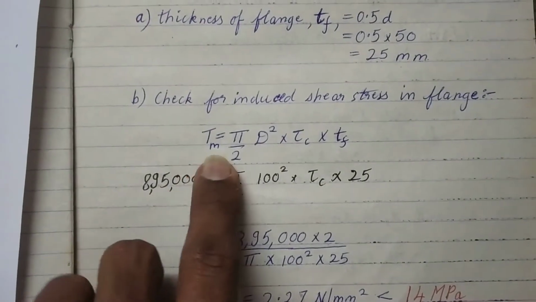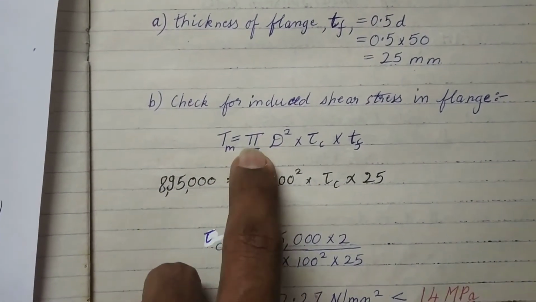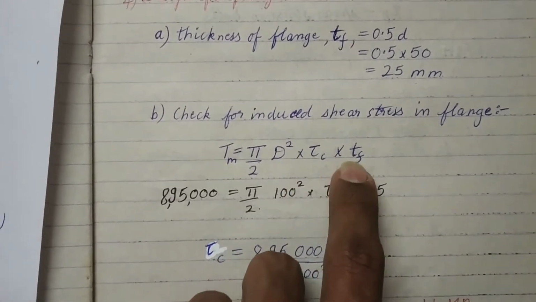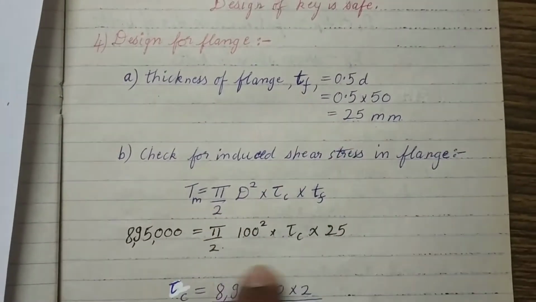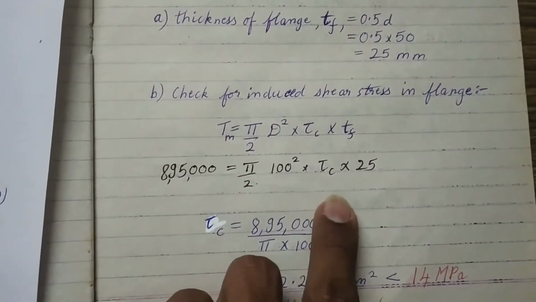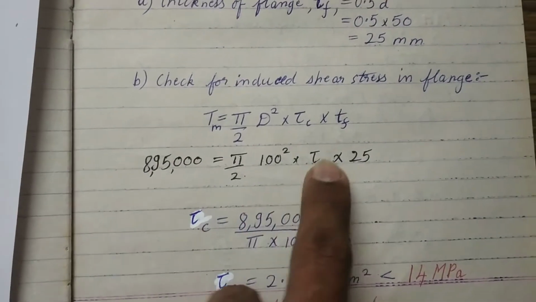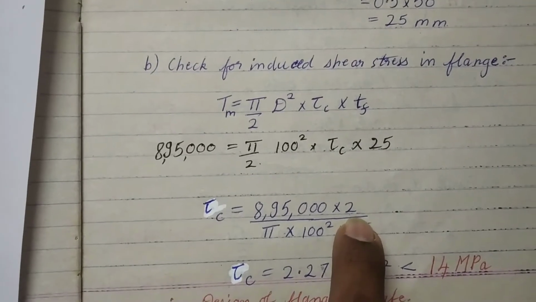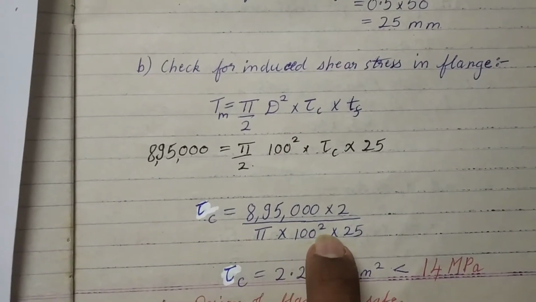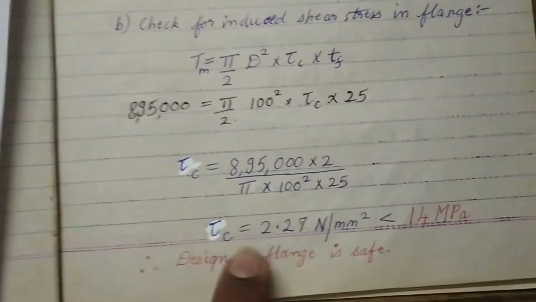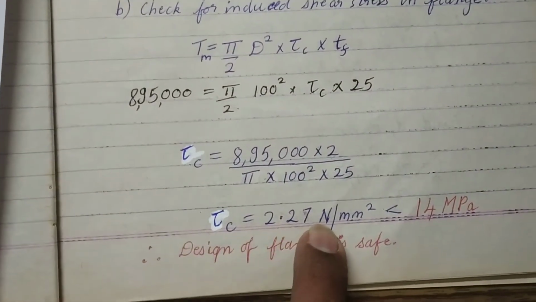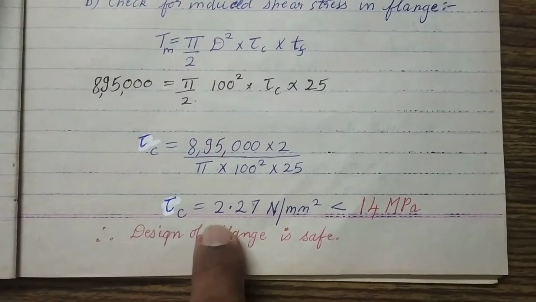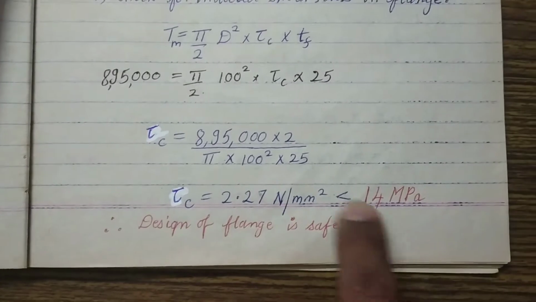See the equation here: T max is 895,000, equal to pi by 2, D is 100, into tau C into TF. TF is 25, which you just found out here. Keeping tau C on one side and transferring the other terms to the opposite side: 895,000 into 2 divided by pi into 100 squared into 25. That will give you 2.27 newtons per millimeter square, which is less than 14. So this indicates that the design is safe, because 2.27 is very much less than 14.